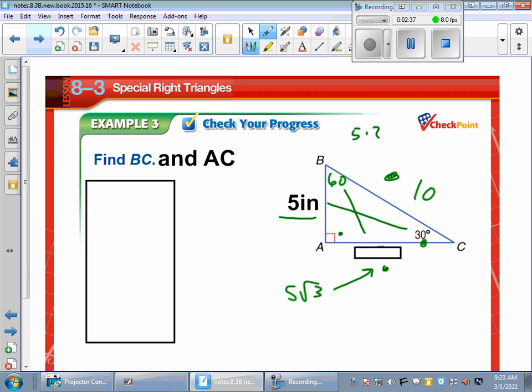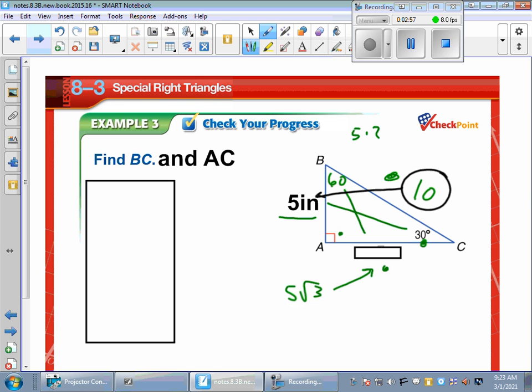Now you just have to realize we can go in all different directions. Let's say, for example, they started with 10 as the hypotenuse. Then you would go from 10 down to the short leg and divide by 2. 10 divided by 2 is 5. Then you would go from 5 times the square root of 3 to get the long leg.